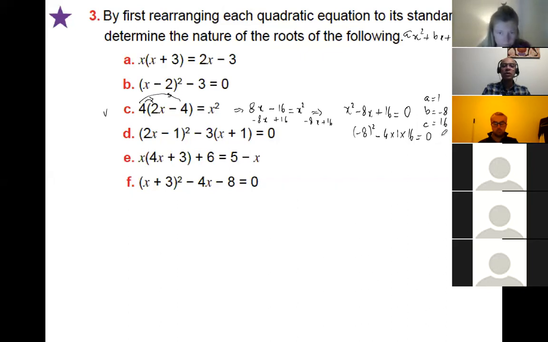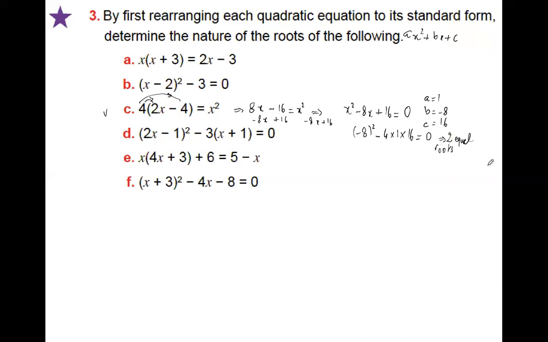So 2 equal roots, because my discriminant is equal to 0. 2 equal real roots. You can say 2 equal roots. Okay, so that's how you would do it for this one.